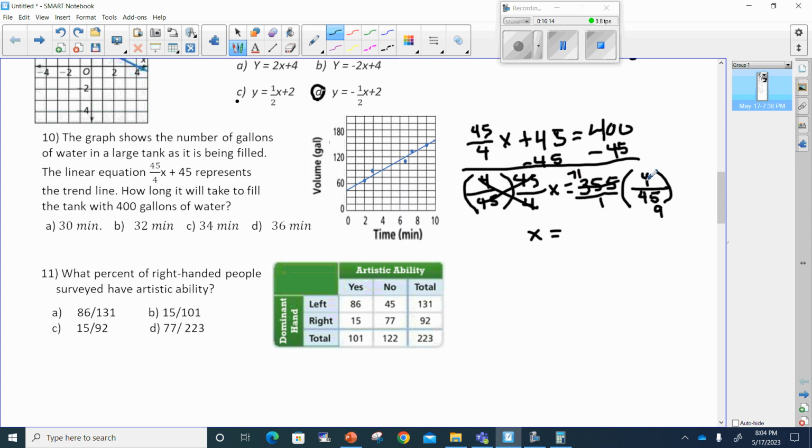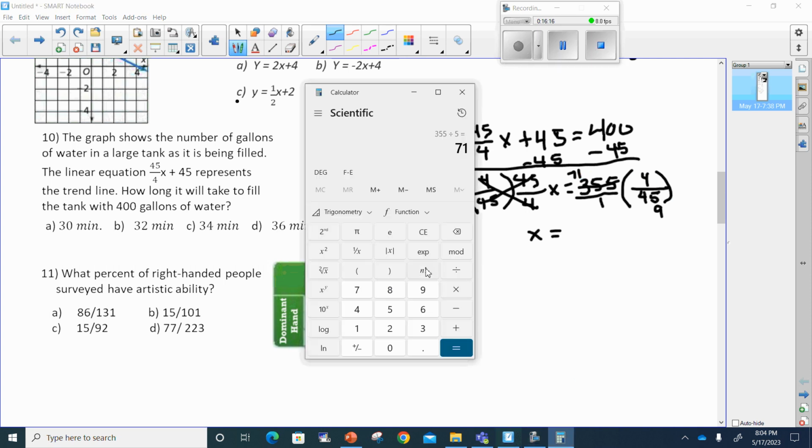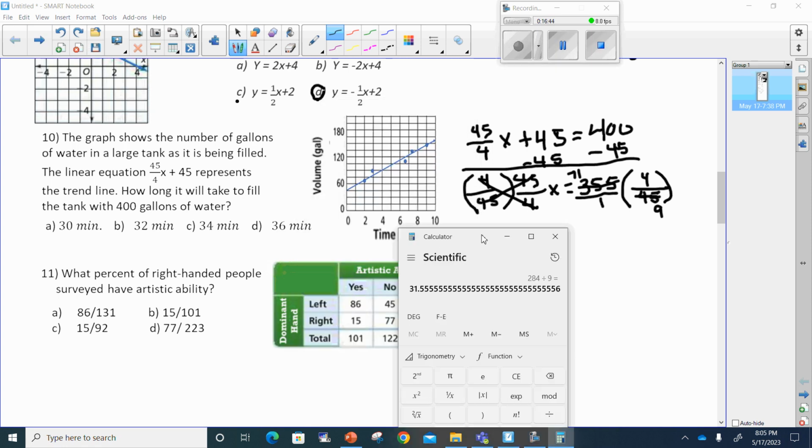I'm going to take 9 times 4. I'm sorry, 71 times 4. And then I'm going to divide it by 9. Okay, remember this is gone now. So I'm going to divide it by 9. And that's going to give me 31.5 repeating. Wow. Okay. So let's see if that's even a possible answer.